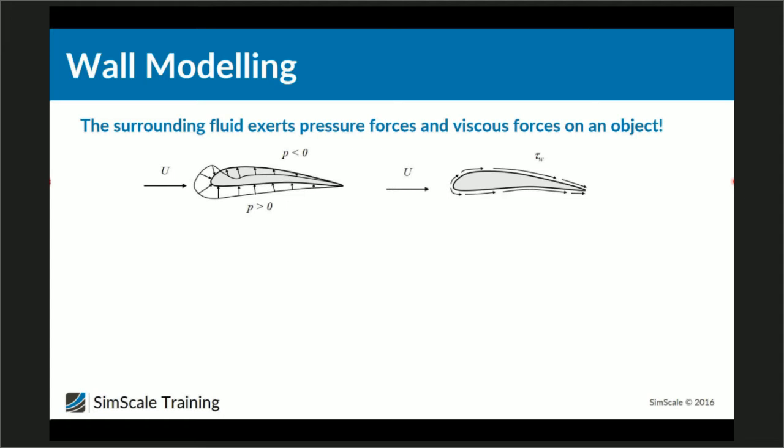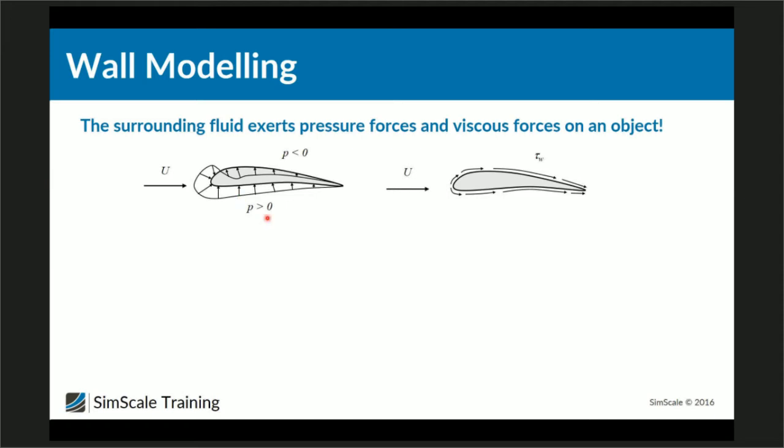Most of you know that we have drag and lift force in aerodynamics when we talk, for example, about external aerodynamics. But basically, these forces have two components, and that's something a lot of people don't know. Most people think it's only related to the pressure, but that's not true. The surrounding fluid exerts pressure forces as well as viscous forces on an object like a wing. And the pressure forces are related to the pressure difference between the upper and lower side of the wing.